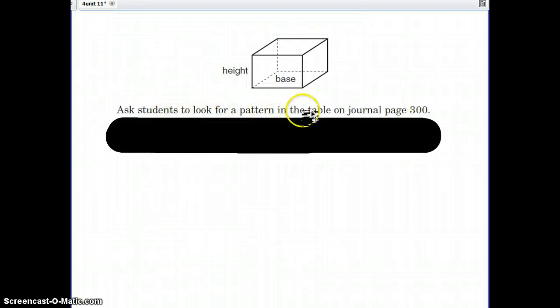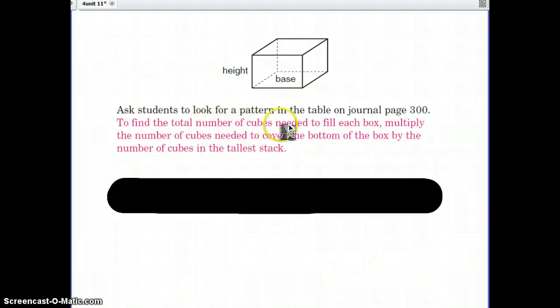So look for a pattern in the table on journal page 300. What do you notice? Hopefully, to find the total number of cubes needed to fill each box, you have to multiply the number of cubes needed to cover the bottom of the box. So again, covering this complete area by the number of cubes in the tallest stack. So going up to the top.